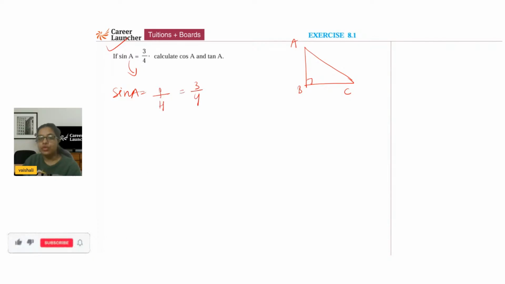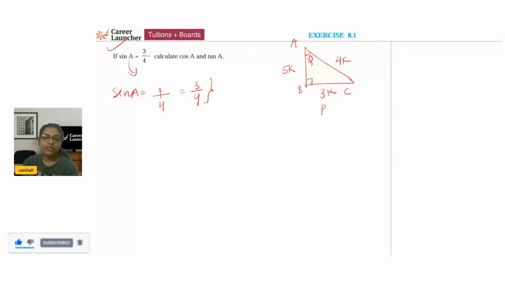3 by 4. So if this is my angle, BC will act as the perpendicular, which will be some 3K. Now remember, this is the ratio which is given to you. So I am assuming that it is some 3K and my hypotenuse is some 4K. Now if you apply Pythagoras theorem, you will get AB as 5K.